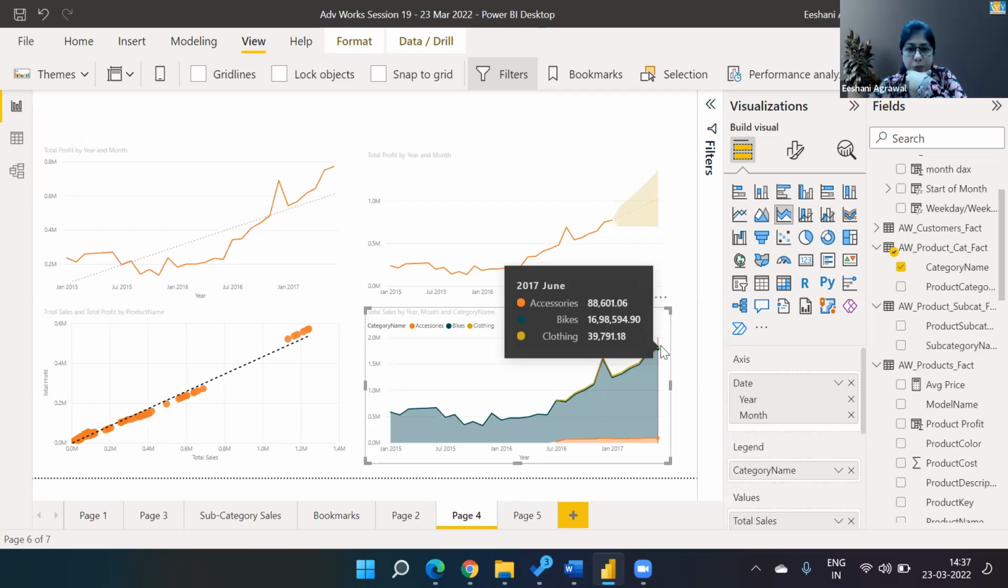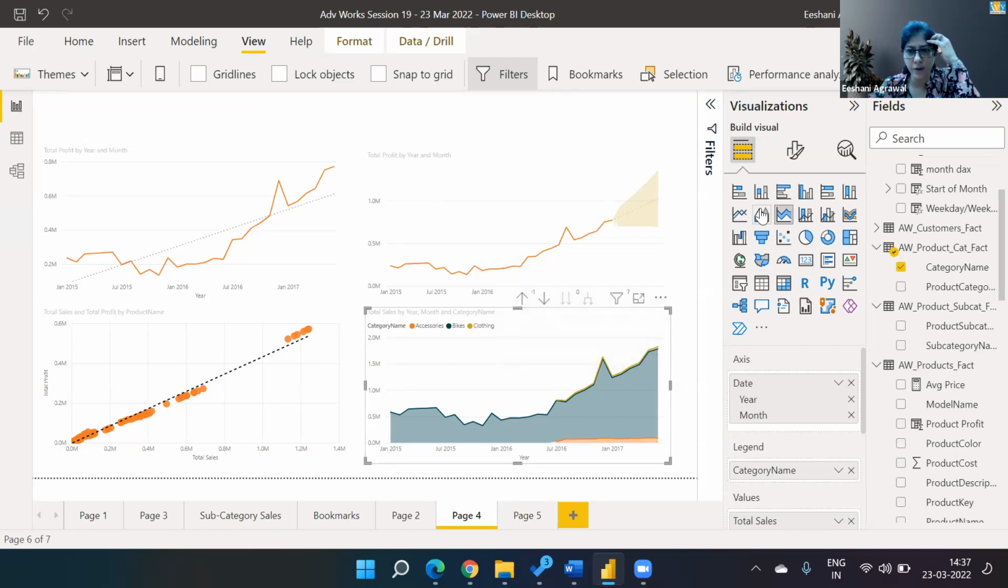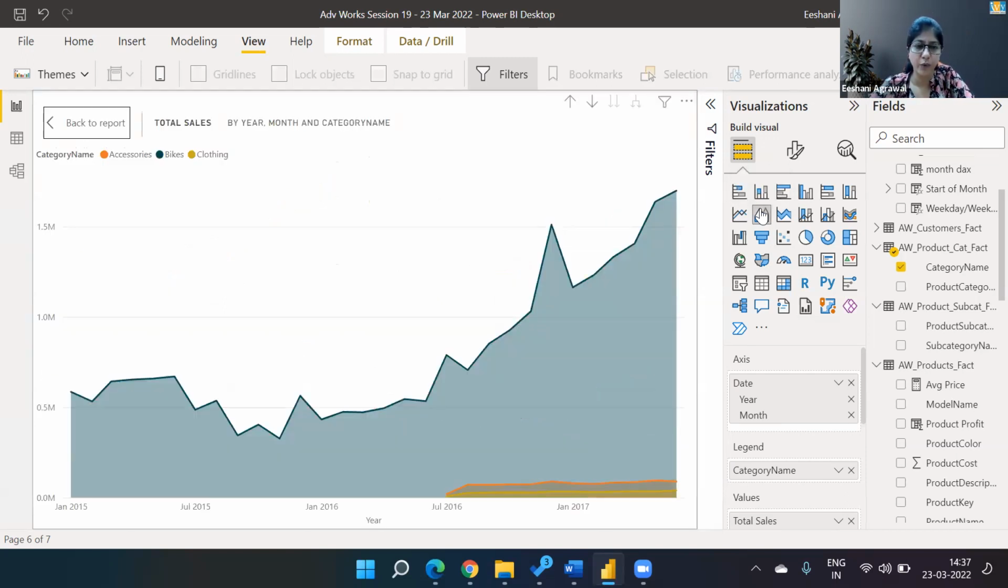No, but if I want to put sales, oh, it's a stacked column chart. And if I put over here, then you will see the difference. And the values are such that it is not very visible. Just to give you an idea of what is going on over here.